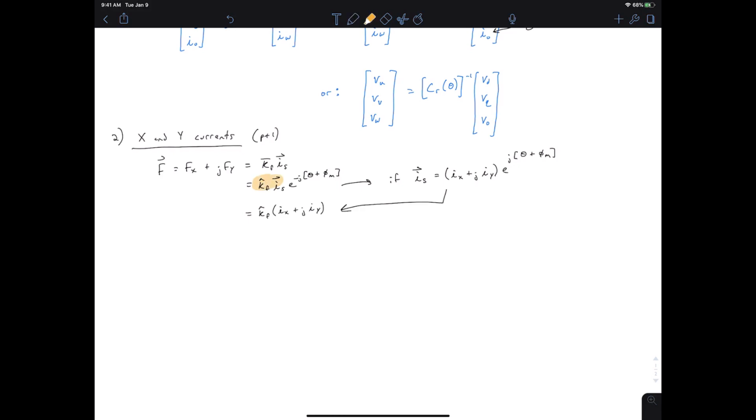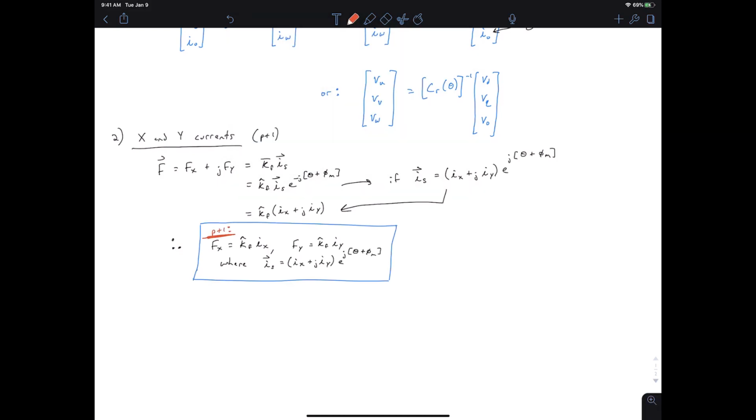And we first notice that if we write out our definition of Kf as being Kf hat times this complex quantity here, we can note that if we define our current space vector to be decomposed in this manner, and we plug that back into this expression up here, we get the result that we're after. That is, our x component of our force is strictly equal to Kf hat times Ix, and our y component of our force is strictly equal to Kf hat times Iy. And so we finally get our result down here.